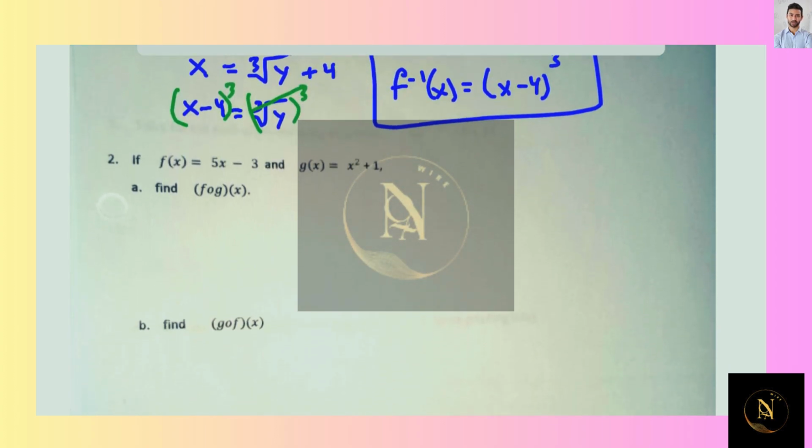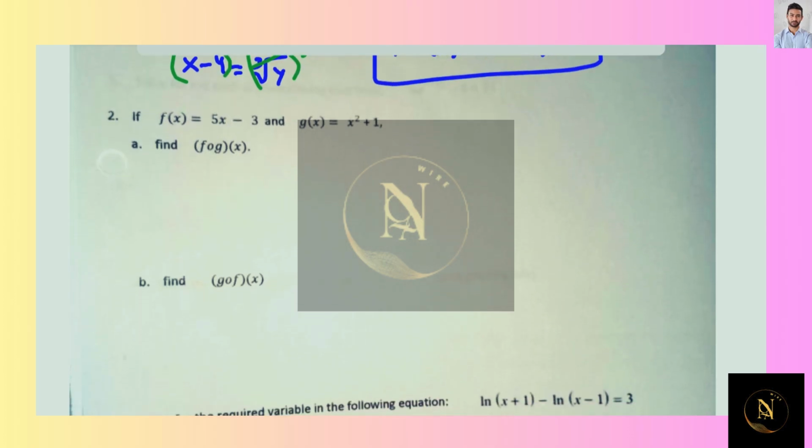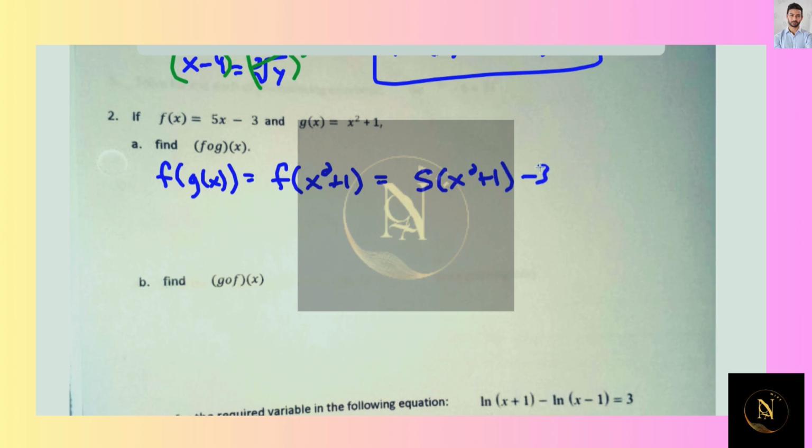Given the two functions, this is a composition. This is the same thing as f of g of x, which is f of g of x is x squared plus 1. So this means you're going to plug x squared plus 1 in for x into the f function. So it becomes 5 times x squared plus 1 minus 3. Well, you can distribute the 5 to get 5x squared plus 5 minus 3, which is 5x squared plus 2.